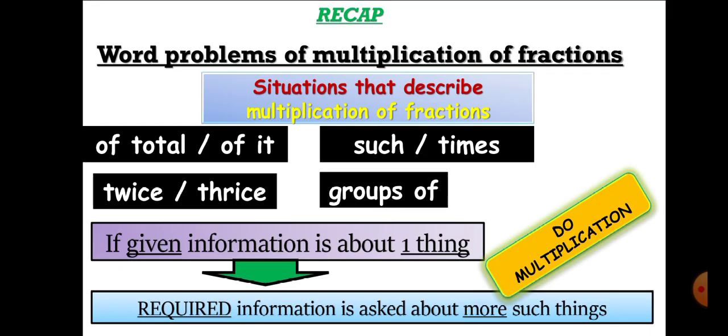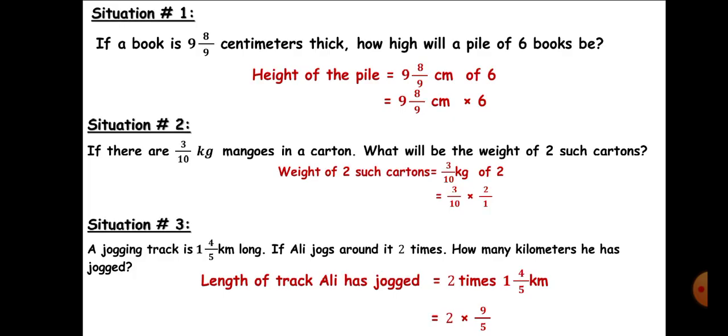So let's take a recap of multiplication, whatever we did in multiplication. What are the problems of multiplication of fractions? Whenever we have situations that describe multiplication of fractions, what are they? Words like of, total, such times, twice and thrice, groups of. And if information is given about one thing, and the required information is about more things, then we have to do multiplication in all of these cases we have discussed.